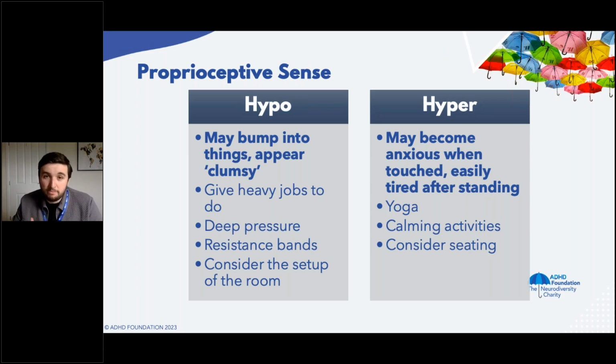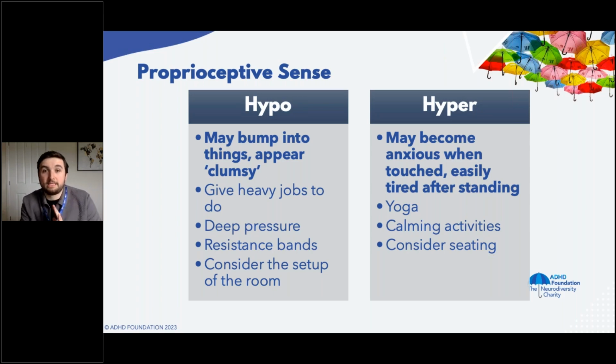Deep pressure, like we've mentioned before, resistance bands as well. A great way of doing this is tying a resistance band around the front two legs of the chair, and they can put their legs behind that and then sort of kick out while they're working, so they're getting that input that they need and they're still sat down working.